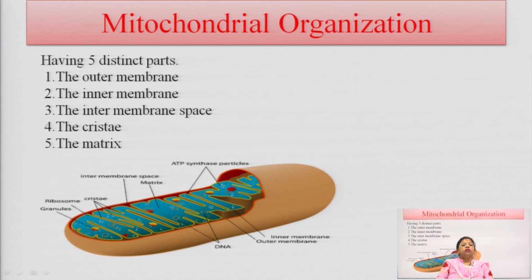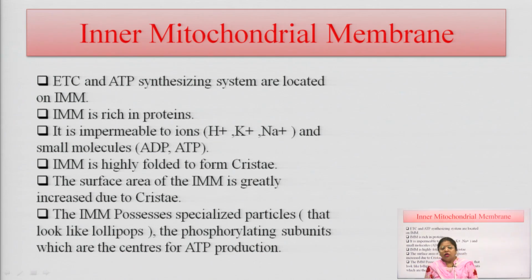This mitochondrial organization is basically responsible for the formation of different ATPs or high energy molecules. So, what is the inner mitochondrial membrane? The electron transport chain and the ATP synthesis system are located in the inner mitochondrial membrane.